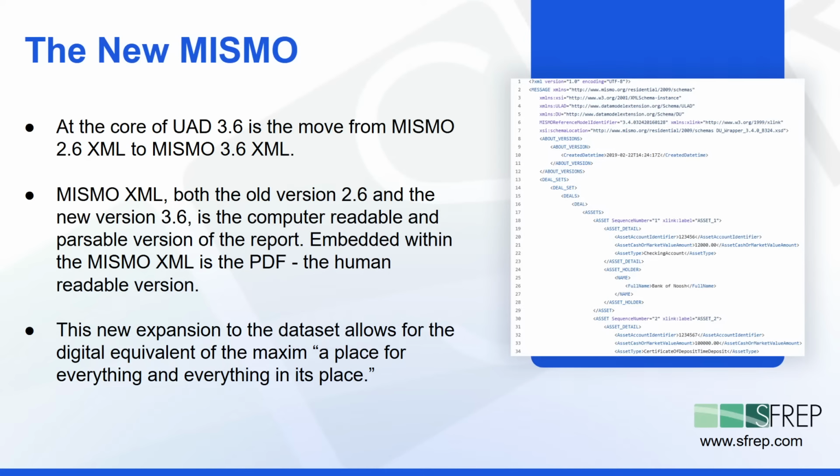This new expansion to the dataset allows for the digital equivalent of the maxim, a place for everything and everything in its place. They have available data points for almost everything. There's like 3,000 of them. You've heard that number, by the way. Don't let that number freak you out. I'll go over why that's not that big of a deal here in a little while.